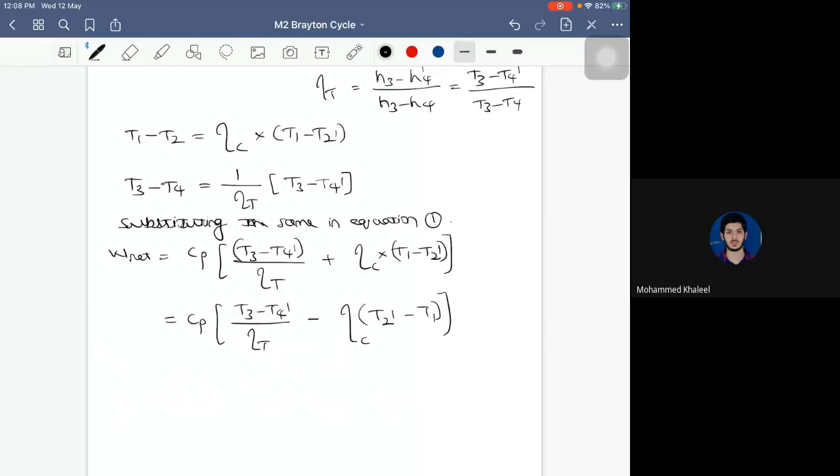Now again the same thing. Last time what did you do right after this? You have taken T3 common, no? Same thing you have to do here also. Write it in terms of temperature ratio. Okay. W net is equal to Cp into 1 divided by efficiency of the turbine into, now if I take T3 common, what will be inside? 1 comes, and then T4 dash divided by T3 comes.